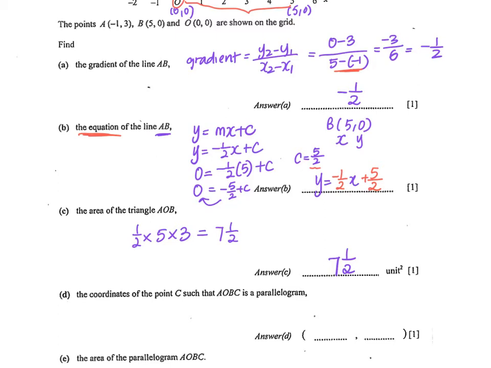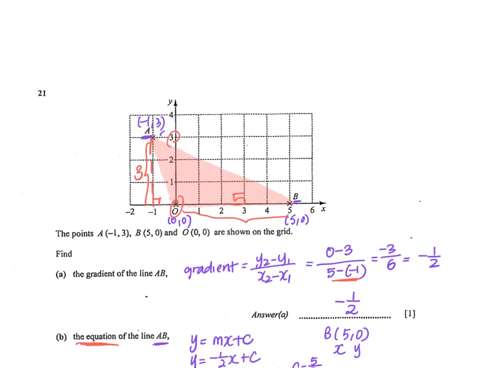Next one, find the coordinates of point C such that AOBC is a parallelogram. What's a parallelogram? So I have this going in this order: A to O, O to B, and then B to C. Okay, let's draw a little bit of diagram over here. I'm going to erase all this working from the previous questions so that we can see things clearer.